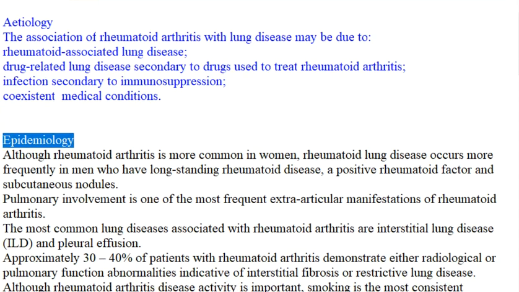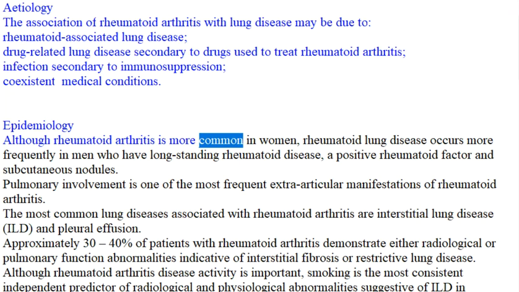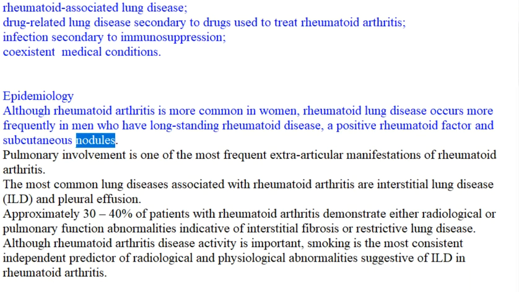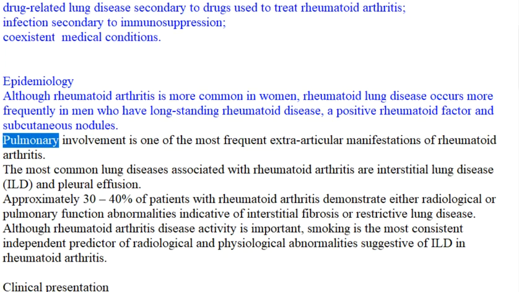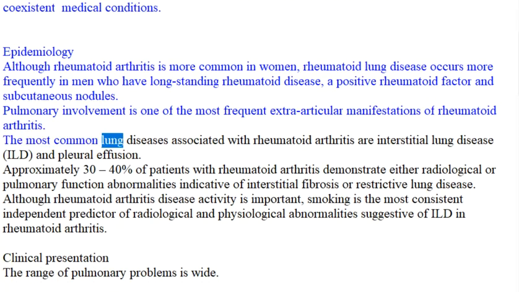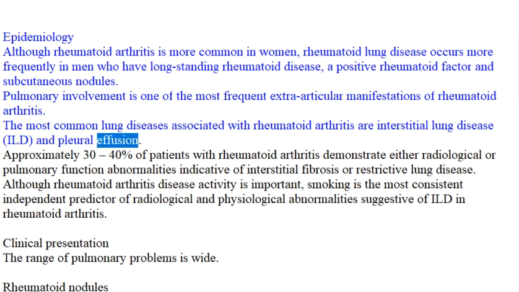Epidemiology. Although rheumatoid arthritis is more common in women, rheumatoid lung disease occurs more frequently in men who have long-standing rheumatoid disease, a positive rheumatoid factor and subcutaneous nodules. Pulmonary involvement is one of the most frequent extra-articular manifestations of rheumatoid arthritis. The most common lung diseases associated with rheumatoid arthritis are interstitial lung disease, ILD, and pleural effusion.